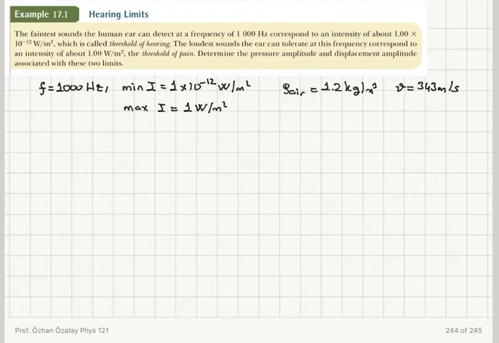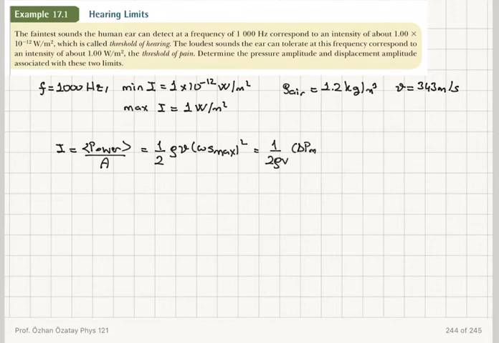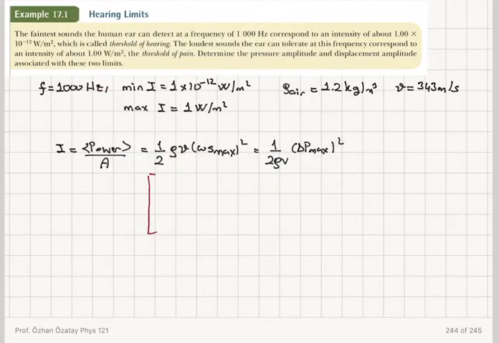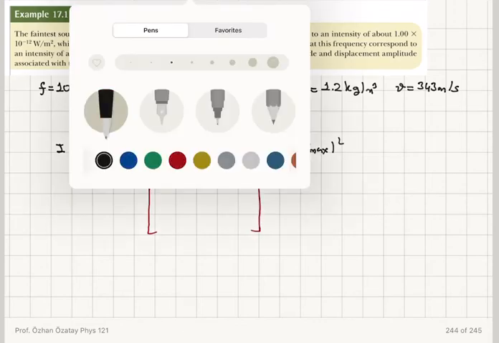So the intensity is related to the pressure amplitude and displacement amplitude. Intensity is average power per area, and it is given as 1/2 rho v omega squared s max squared, or as 1/2 delta p max squared over rho v. And the way to remember this is to find an analogy between this one and waves on a string.